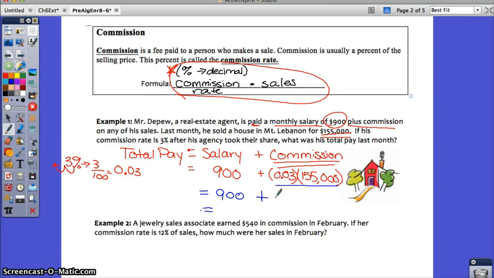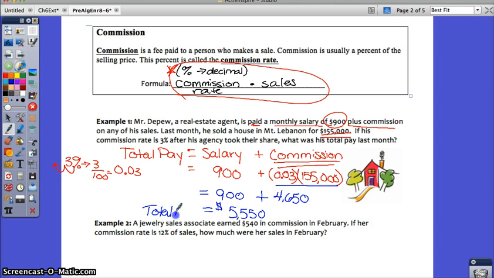So when you do this multiplication, hopefully you've done it by now, you get 4,650. Add that to the 900 now. So this is the commission, this is the salary. His total pay is going to be $5,550.